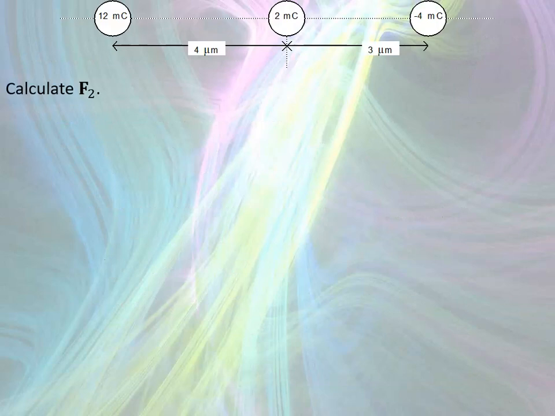Well, we've already done it with all three charges. Let's just look at one of the charges in particular. Calculate the net force on charge 2. So that net force is going to be equal to the force on 2 due to charge 1 plus the force on 2 due to charge 3. And again, for each of those, we plug in Coulomb's law.